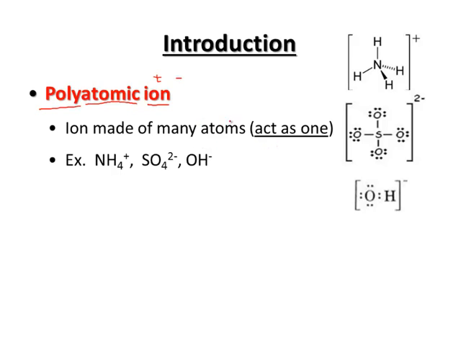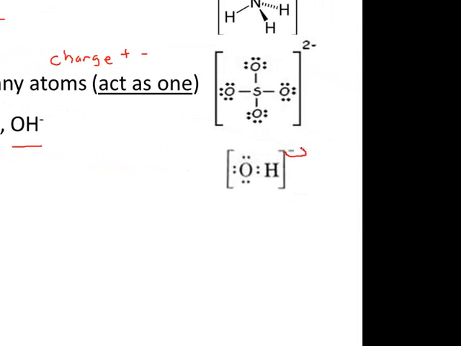So an ion made of many atoms, but they act as one. And remember, they have that charge to them, either a positive or negative charge. Most of them are going to be negative, however. So NH4 with a plus charge, SO4, a group of atoms with a -2 charge, or OH with a minus charge. Those are pictured over on the side here of what they actually look like: a group of atoms and the overall charge given on the outside. So overall they have either a positive or negative charge as a group.